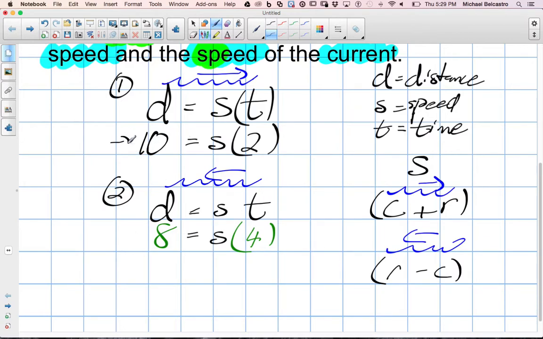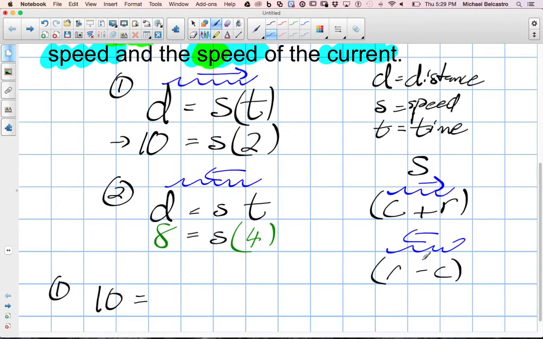So we'll start here. Our equation 1 goes 10, and we said they were going downriver. So which of these two do you think we use? The rowing speed plus the current, or the rowing speed minus the current?